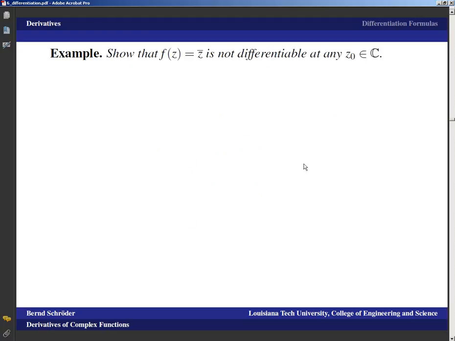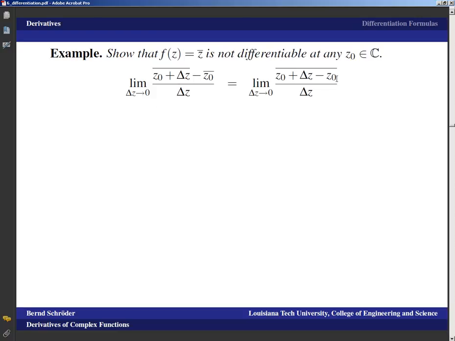Okay, we can also show that functions are not differentiable, and that's where really difference quotients are the only choice. So show that f of z equals z bar is not differentiable at any z0 in C. So in order to show that, we again just attempt to compute the derivative, and we show that something's going wrong and that limit doesn't exist. So the limit as delta z goes to 0 of z0 plus delta z bar minus z0 bar over delta z. Well, we know the difference of conjugates is the conjugate of the difference, so this is the limit as delta z goes to 0.